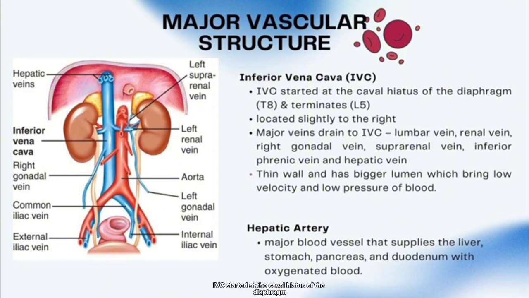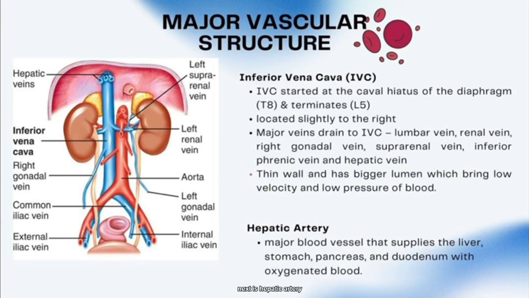The IVC starts at the caval opening of the diaphragm, which is at level T8, and terminates at level L5. Located slightly to the right, the major veins that drain into the IVC are the lumbar vein, renal vein, right gonadal vein, suprarenal vein, inferior phrenic vein and hepatic vein. The IVC has a thin wall and a bigger lumen, which brings low velocity and low pressure of blood.